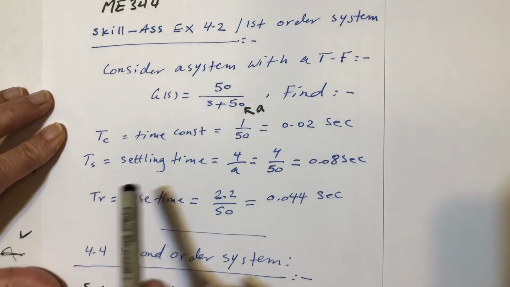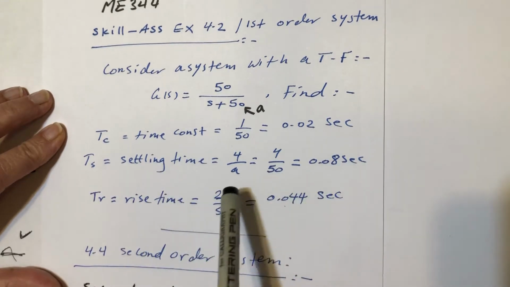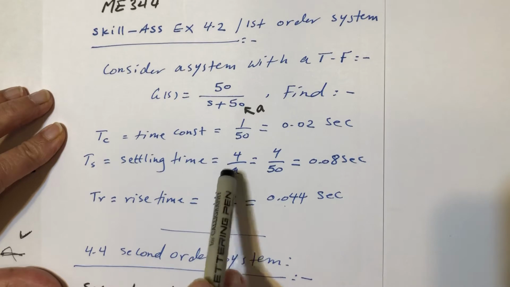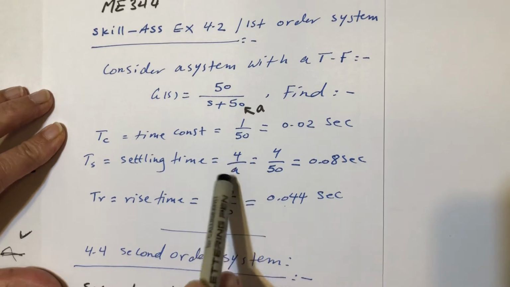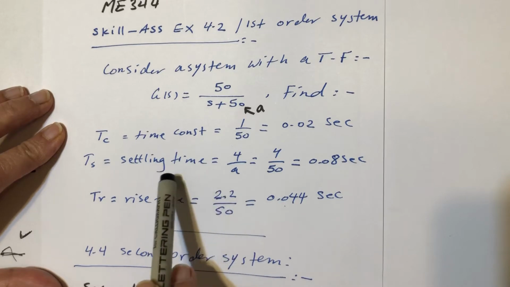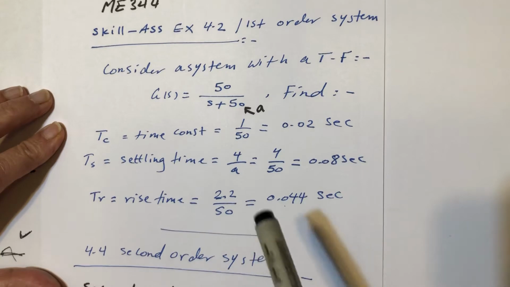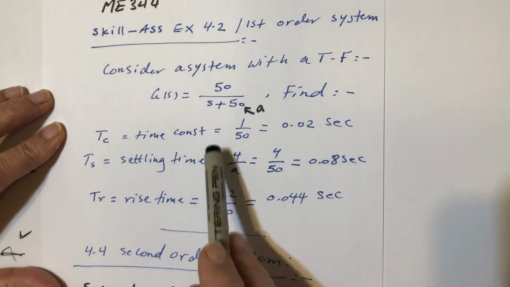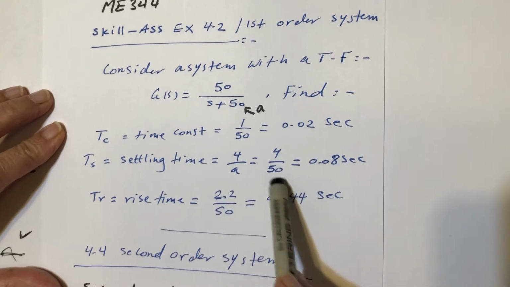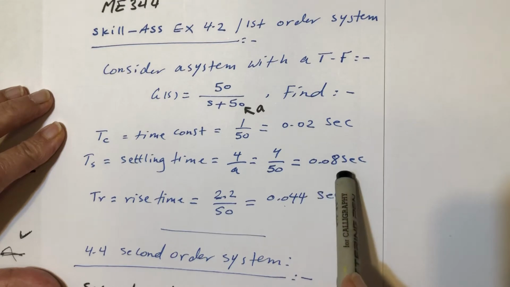The settling time, we said it's 4 time constants. Look at this, it's 1 over A times 4. So 1 over A is the time constant, and the settling time is equal to 4 time constants. We'll come into that a lot in this chapter. So it's 4 over A, equal to 4 over 50, equal to 0.08 second.